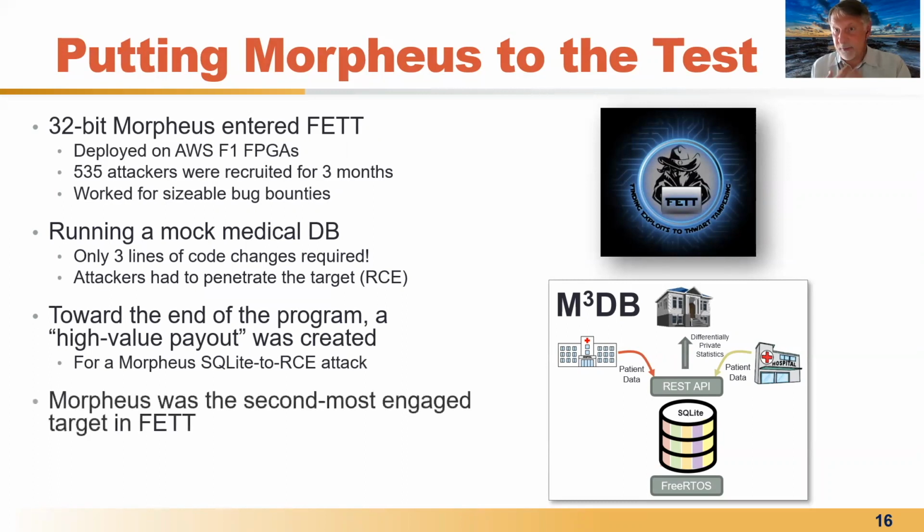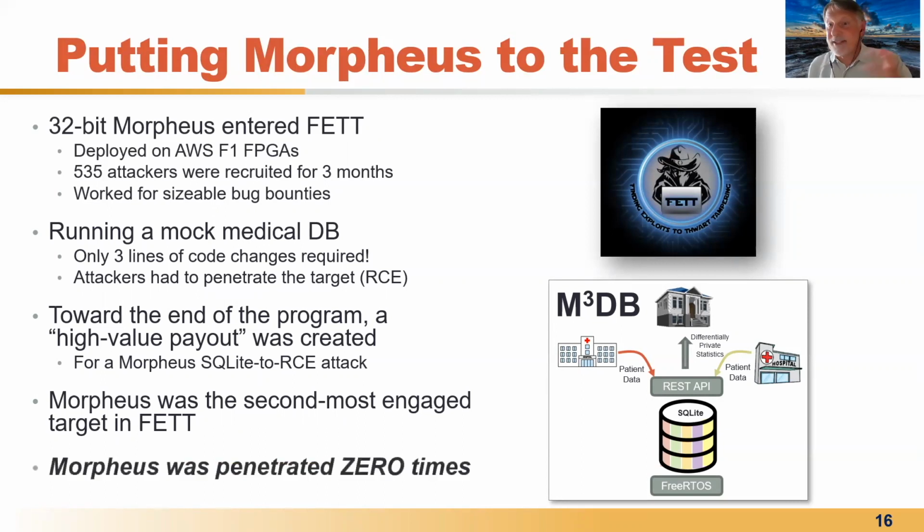Our target was the second most engaged target out of 7 that went into that program. Had the program gone on a little bit more, they were heaping extra bonuses on us, so we probably would have been the most attacked target. And we had zero penetrations. I talked to a grizzled old pen tester a few months ago who works in the commercial sector, and he said he'd never heard of a multi-month pen testing effort not revealing at least one vulnerability, not a single vulnerability in Morpheus. So there's something here.